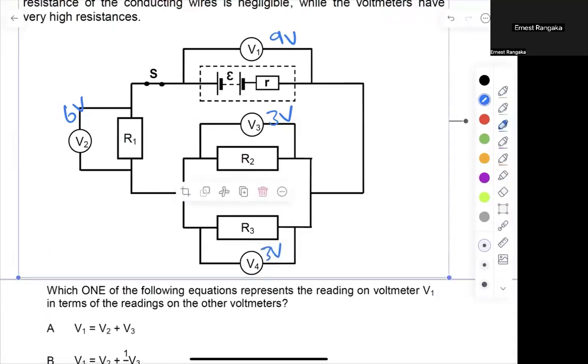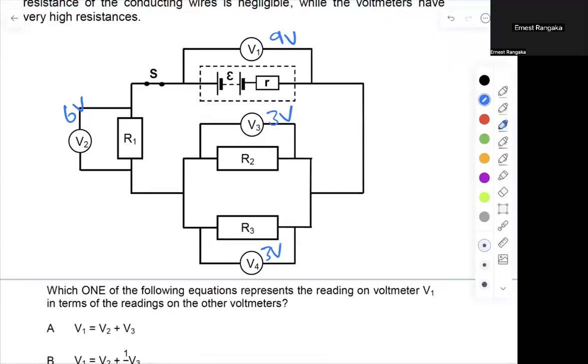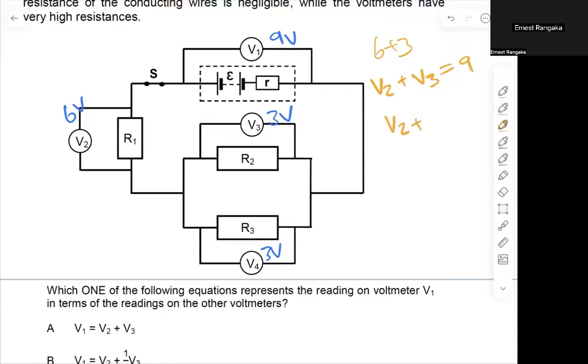I can see that V1 is 9 volts, V2 is 6 volts, V3 is 3 volts, V4 is 3 volts. So 9 volts is going to be 6 plus 3. So 6 plus 3, I need to be able to then go, what's that? Let's say V2 plus V3, that'll give me 9 volts, right? Another way to get 9 volts is going to be V2 plus V4, right? That'll also give me 9 volts.